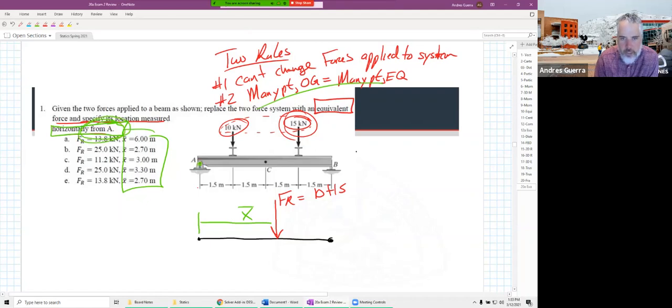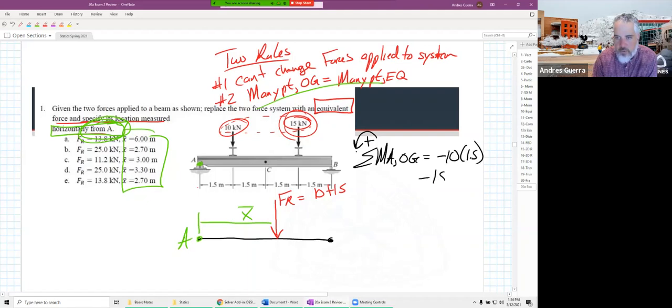So that means we're going to use point A in both situations, and we can find the moment about A in the original, and it's only the applied forces. This is going to be relative to our positive sign convention. That's going to be a minus 10 times 1.5 and a minus 15 times 4.5. So that's the moment about A in the original system, but only the applied loads.